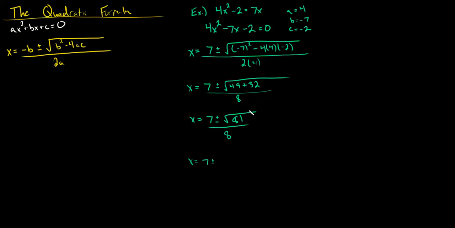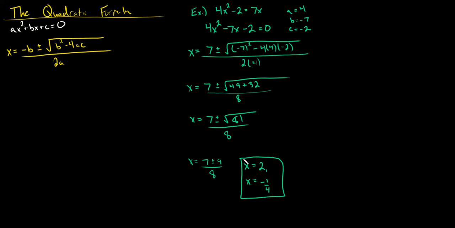So we can actually take the square root of 81. The square root of 81 is 9. So this becomes x equals 7 plus or minus 9 over 8. And we can actually go ahead and figure out what those numbers are. 7 plus 9 is 16, and 16 over 8 is 2. So that's going to be one of our answers. And 7 minus 9 is -2, and -2 over 8 is -1/4. So that would end up being our final answer. So that's how we can solve using the quadratic formula.